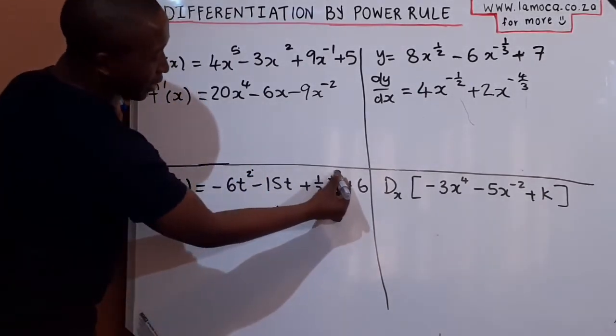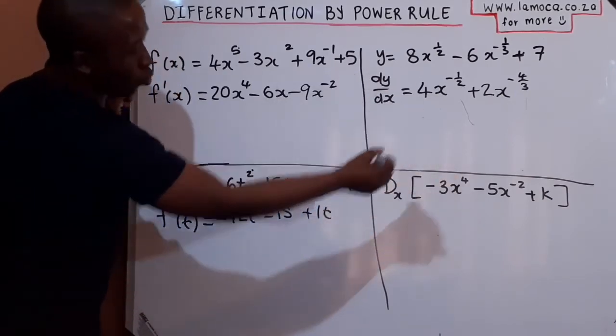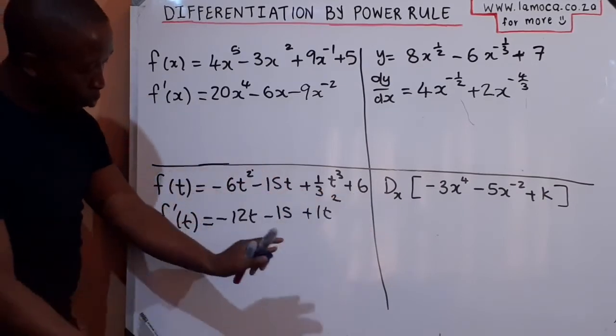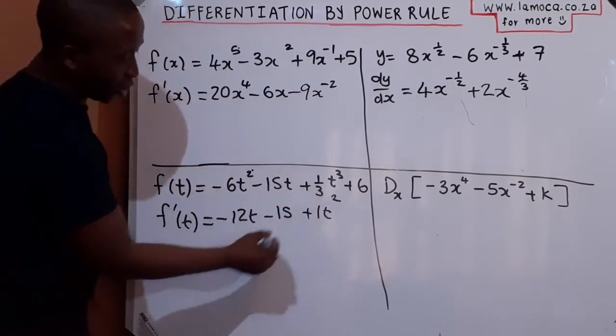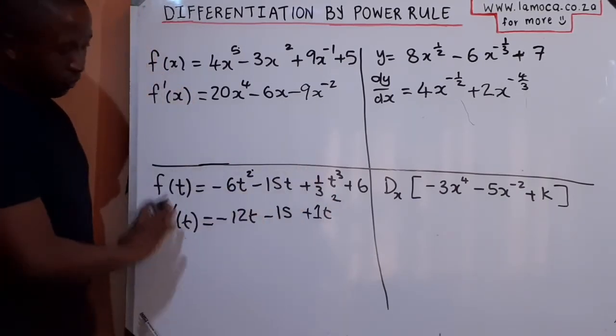And then on this one, it's 3 times a third, which is going to give you 1. T to the power of 3 minus 1, which gives you a 2. The derivative of a constant is 0, so I'm going to leave it out. So my final answer is actually 1t to the power of 2. That's the answer for the derivative of this function.